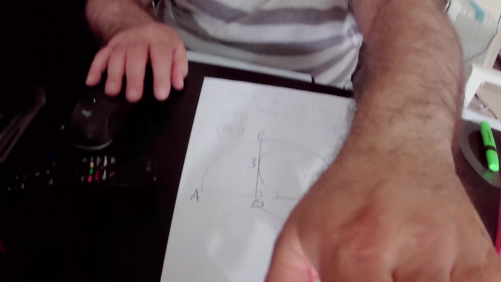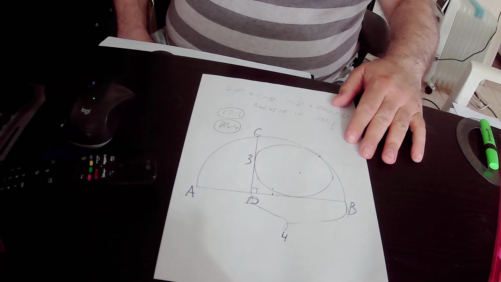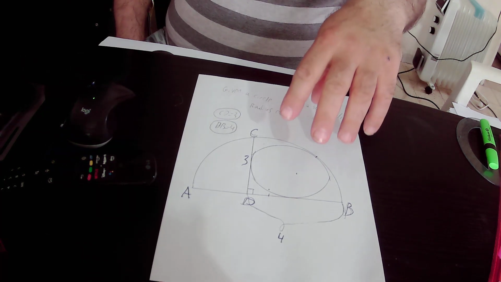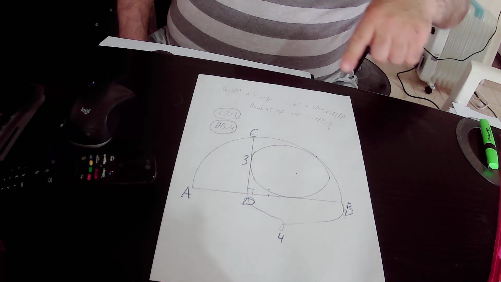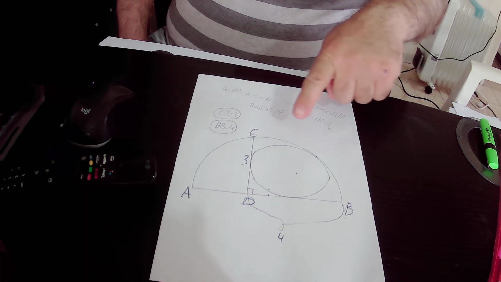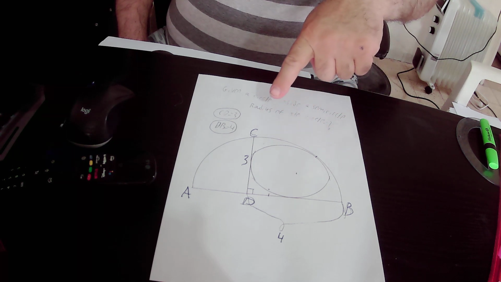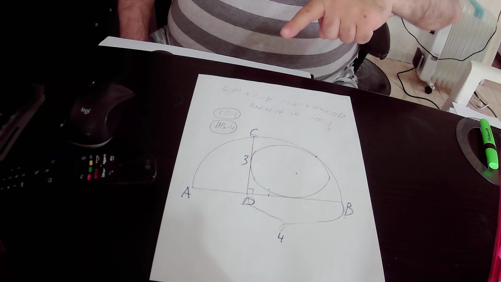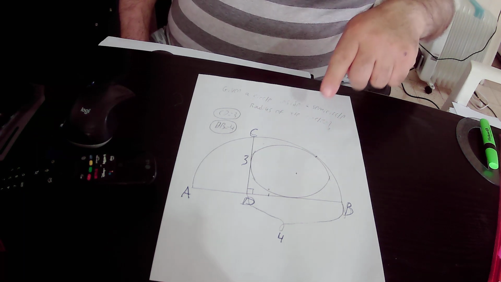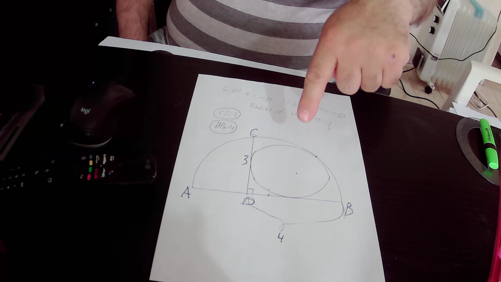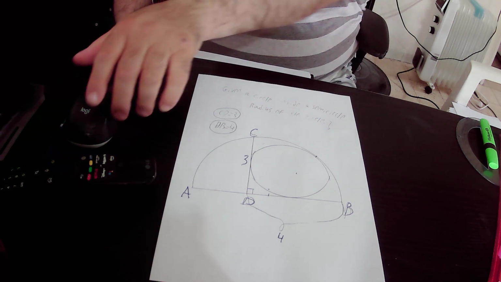Now, in this lecture, we will find out the radius of the small circle. In the drawing, we have a small circle that is described by a semicircle. We know that side DB equals 4 units, side CD equals 3 units, angle CDB equals 90 degrees. And we want to find out the radius of this small circle that is inside the semicircle.